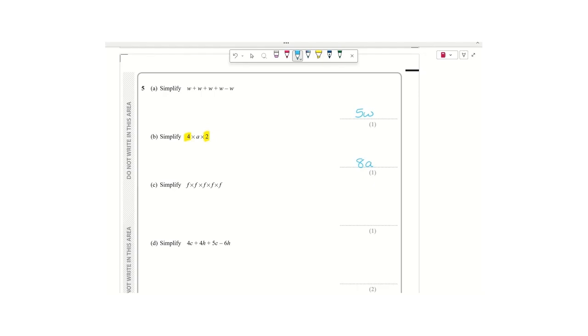So I have 8A. Now on part C, when I'm multiplying, that's going to give me a power for my letter, and I've got 5 of them. So F times by itself 5 times will give me F to the power 5.